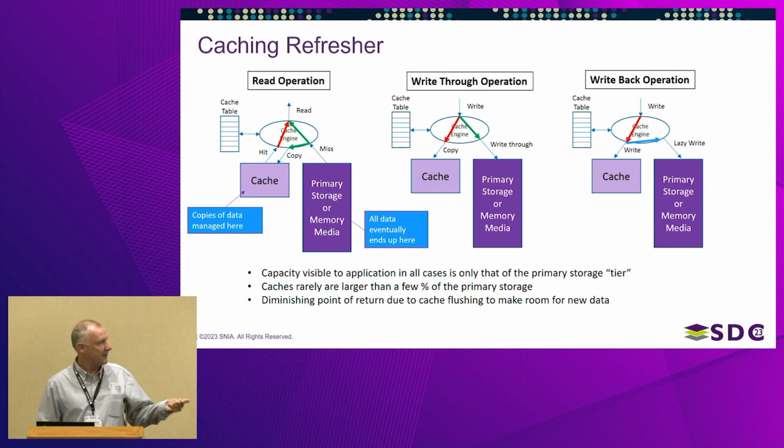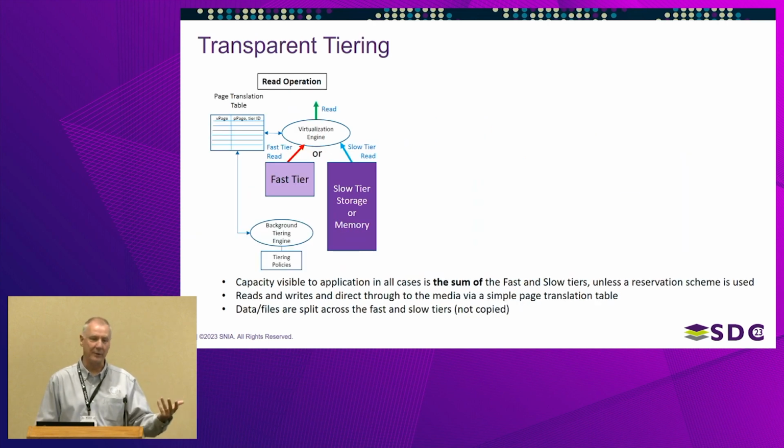The important concepts here: the copies of the data are managed in the cache, and all data eventually ends up on the primary storage. It has to be. That's the nature of a cache. It's temporary storage.